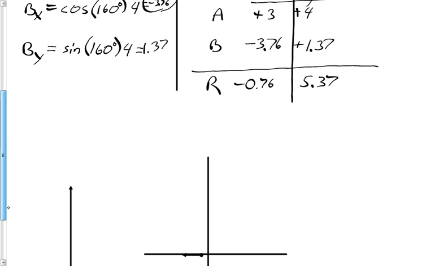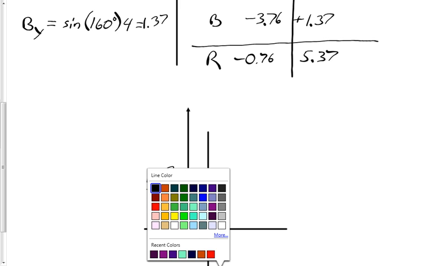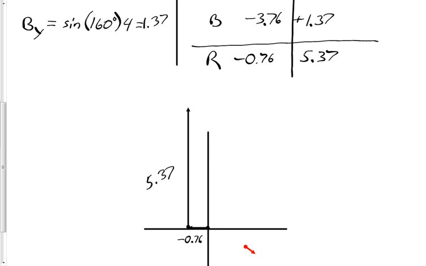Sorry, let me go back up. It's going to have an x value of negative 0.76, so it's going to go to the left 0.76, and then it's going to go up from there a value of 5.37. So this is the 5.37, and this is the negative 0.76, and it's going to make a resultant going from the very beginning to the very end. Let's make that in red again. Very beginning to the very end. And it is going to have some length to it.